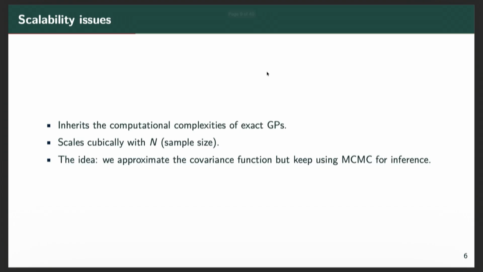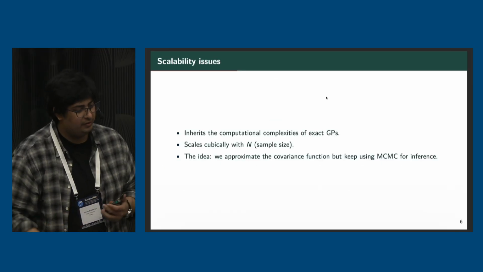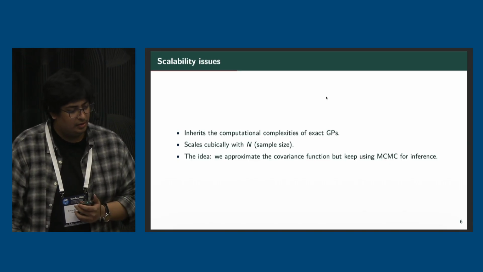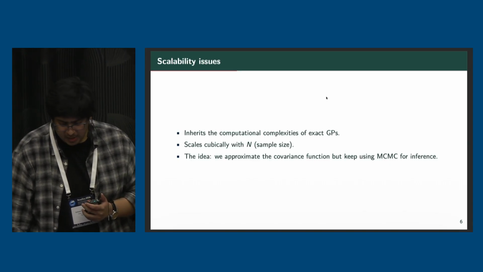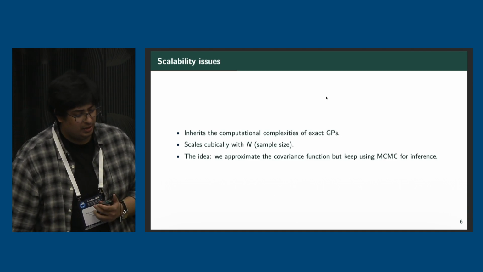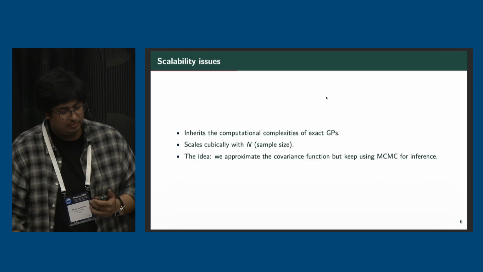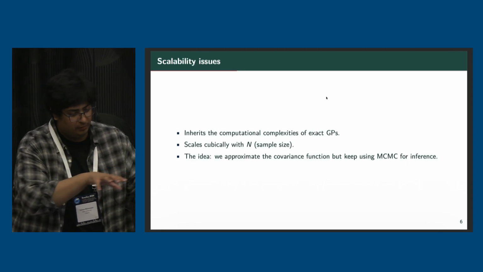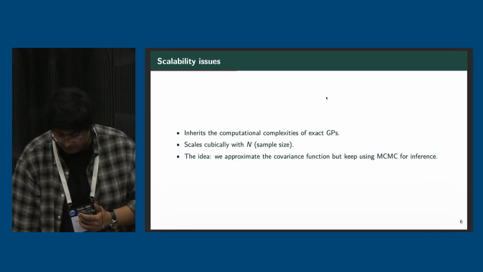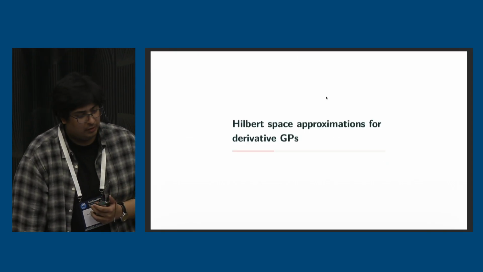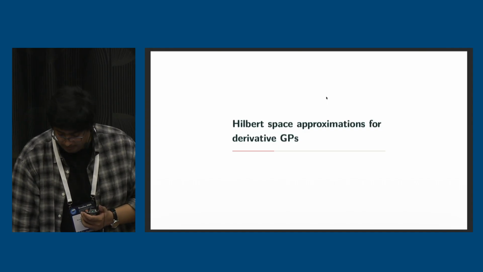Of course, all of this was exact Gaussian process, which means we have a computational issue where it scales cubically with the sample size. So we need to address that. But because we take care to get trustworthy latent variable estimates, we only approximate the covariance function, and still keep using MCMC for inference. To approximate the covariance function, we choose Hilbert space approximations.